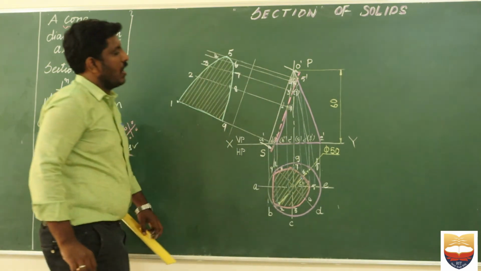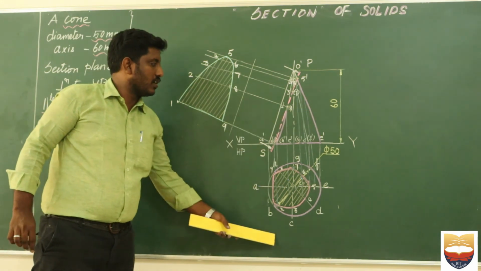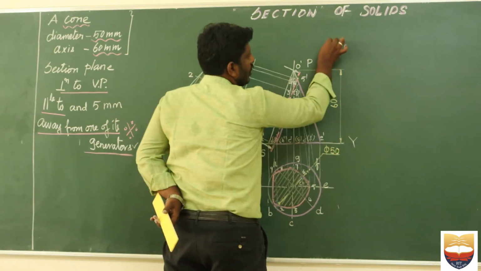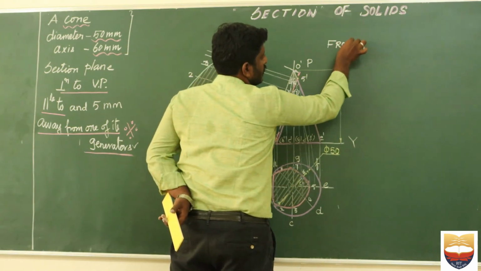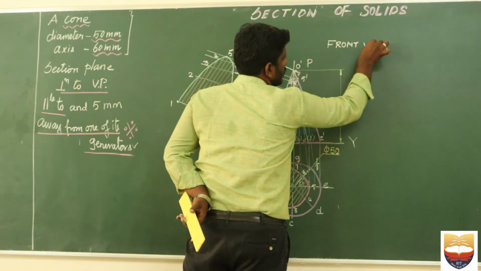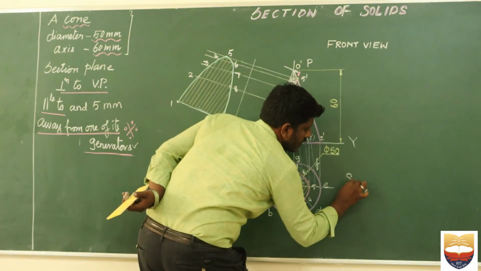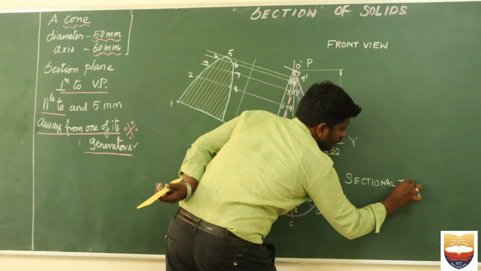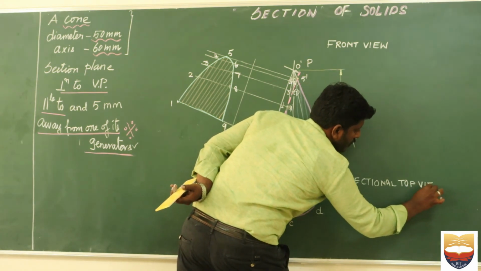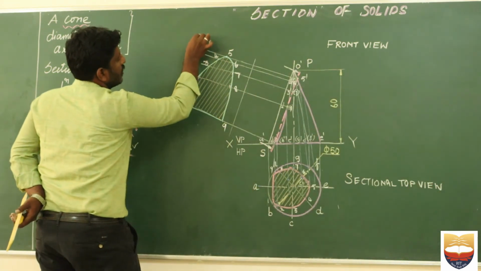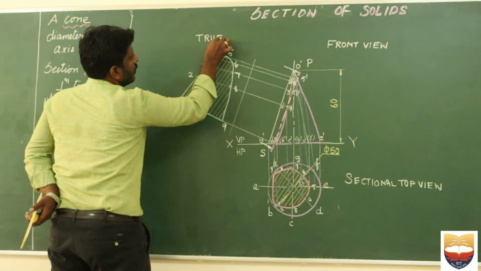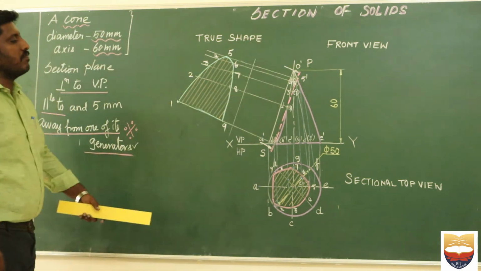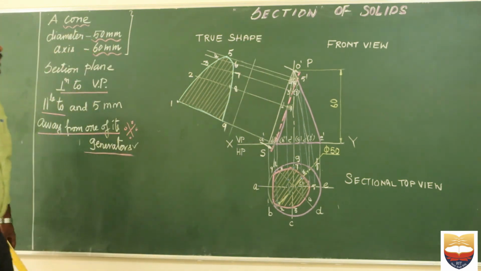Don't forget. So now I have completed the front view, sectional top view and the true shape, which you have to specify. This is the front view, this is my sectional top view, and this is my true shape. With this we have completed the section of a cone. Thank you.